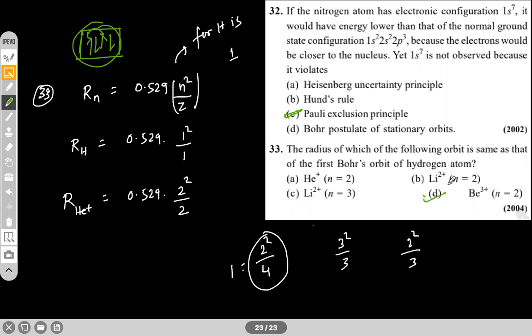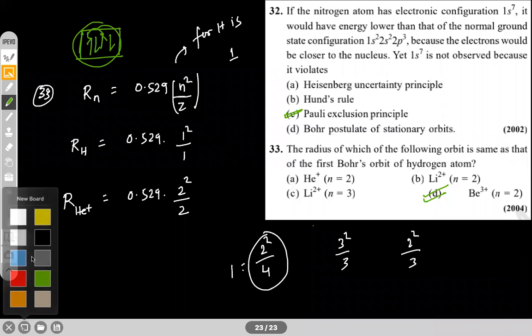The answer is option D for this one. Easy one, you just need to compare the n square by Z value. If it is coming out to be equal to that of hydrogen, that is 1, it is the same as the first orbit of hydrogen. Okay, fine. The next one.